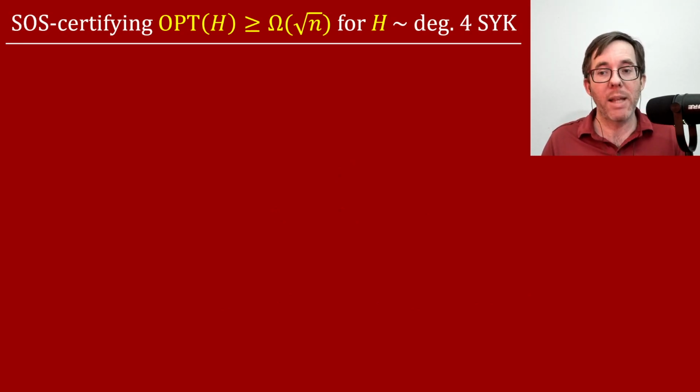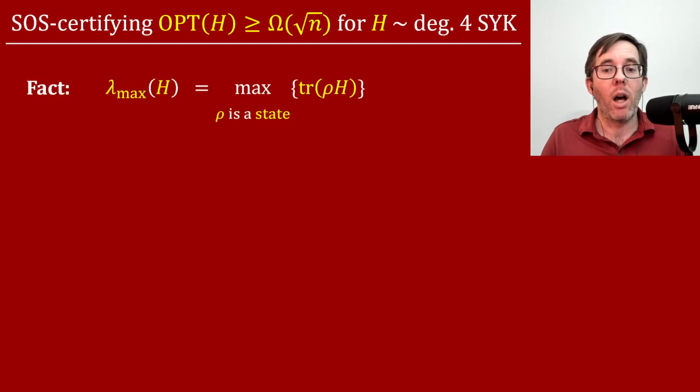Here we want to certify that the maximum eigenvalue of H is at least order root n. Now, ignoring complexity concerns for a moment, one way to certify that a matrix, especially a very large matrix, has eigenvalue at least square root n is to exhibit a unit length vector whose quadratic form under H is at least that large. Or a convex generalization of this idea is to look for a so-called state matrix, rho, such that the trace of rho times H is at least square root n.